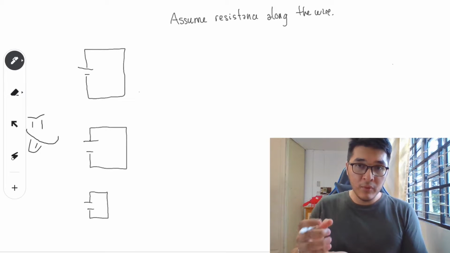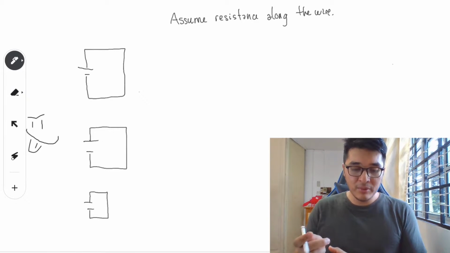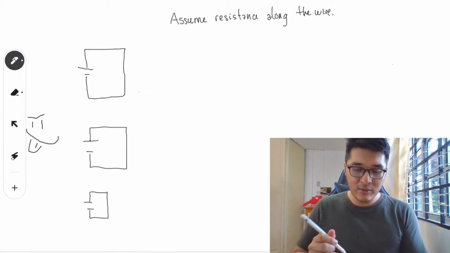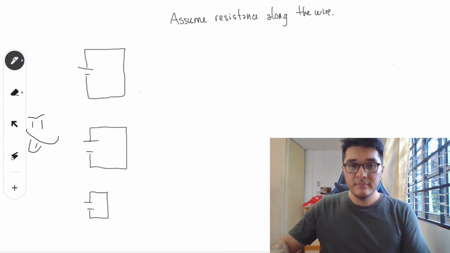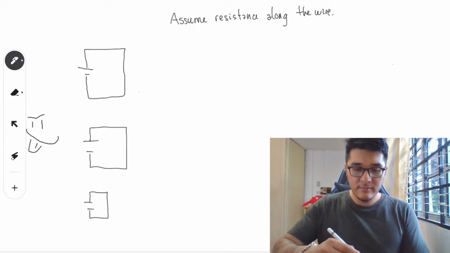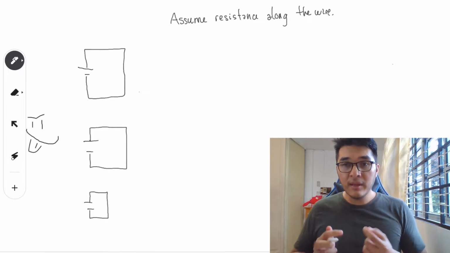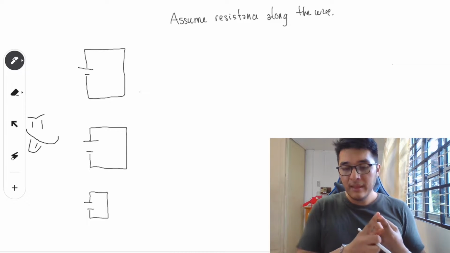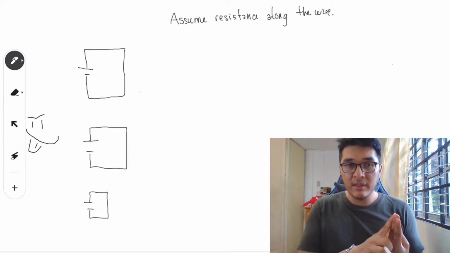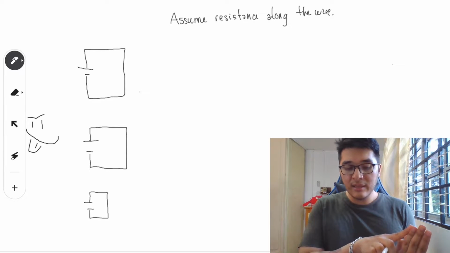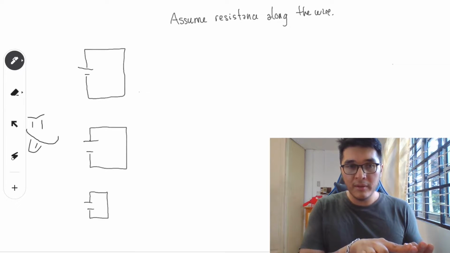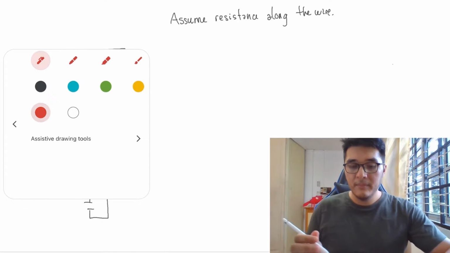So if we keep the voltage the same, in other words, the power source, what's going to happen to the circuit as we decrease the length of the wire? Repeat that one more time. So again, we're keeping the power source the same. We're assuming that there's resistance along the wire. What's going to happen to the circuit as we decrease the length of the wire? It will get harder.